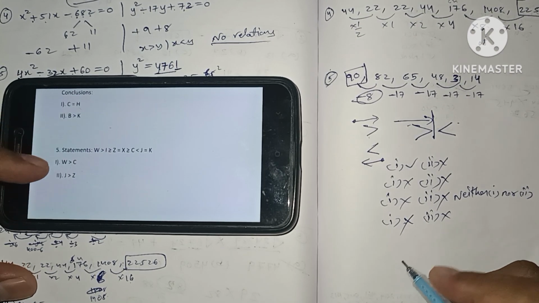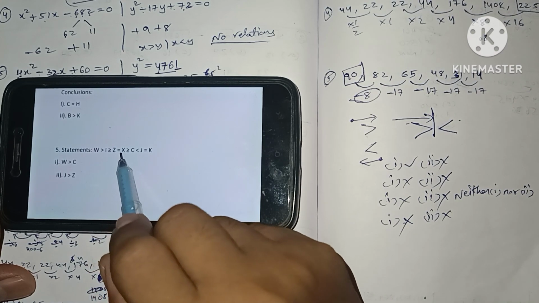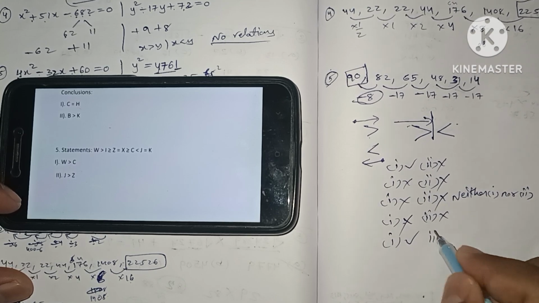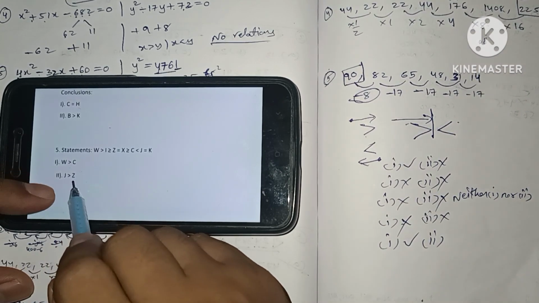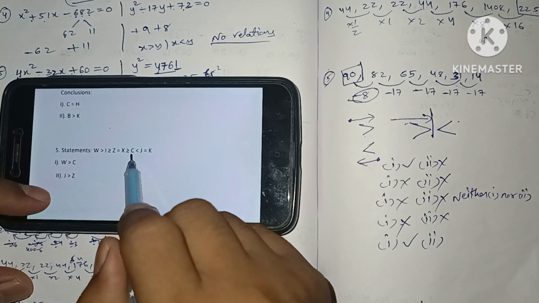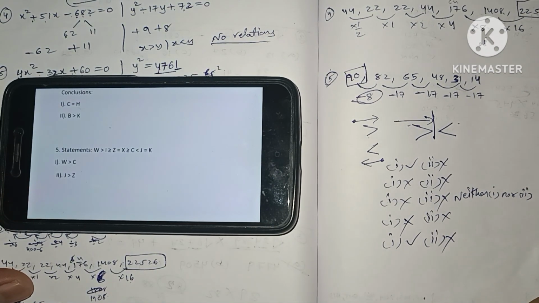Let's see fifth one. The flow from W to C. From W we can reach to I, Z, X and C. So it is possible. First conclusion is true. Second conclusion. The flow from J to Z. From J we can reach up to C but not able to reach to Z. So second conclusion will be false.